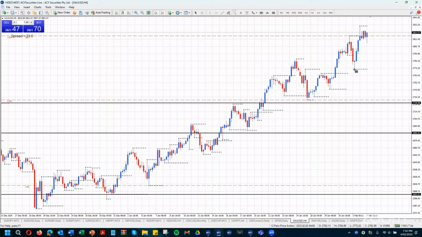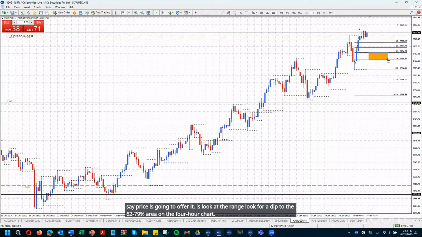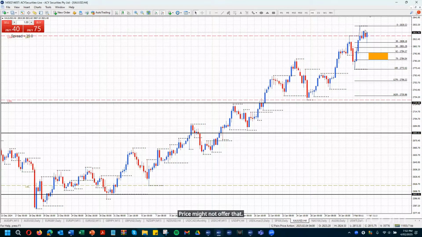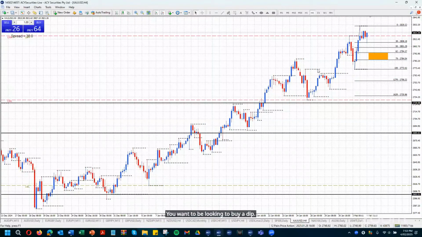All I would look for, and it doesn't mean to say price is going to offer it, is look at the range, look for a dip to the 62.79% area on the 4-hour chart. Price might not offer that, but buying so high up, to me, as a trader, is just fraught with danger because you're buying at the highest price. You want to be looking to buy a dip. All right, so wait to see if price can offer you a dip.